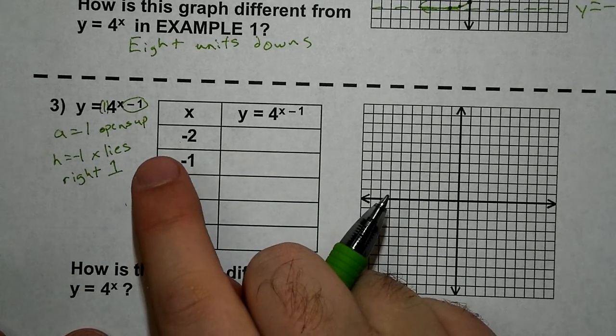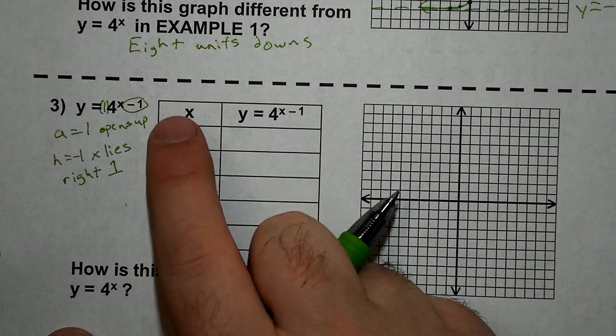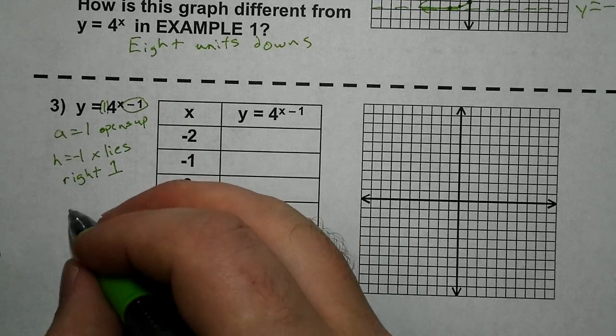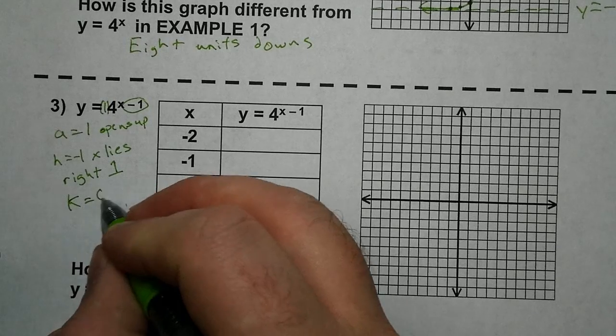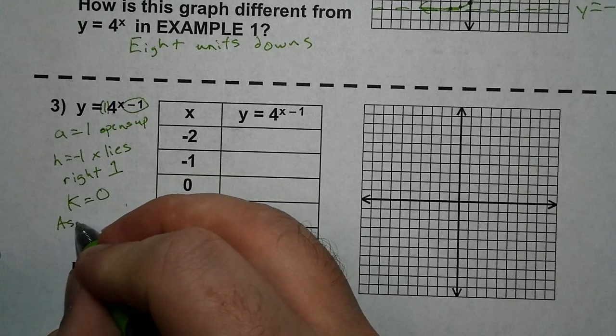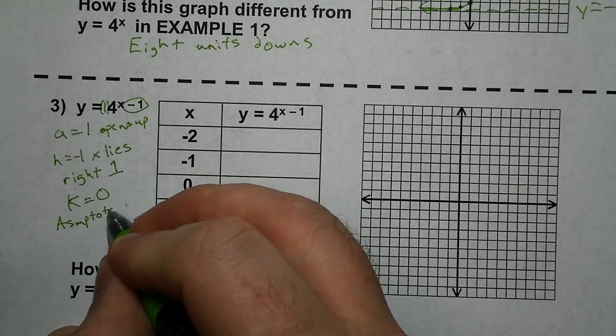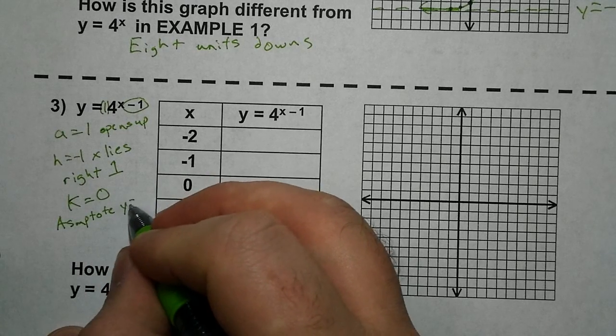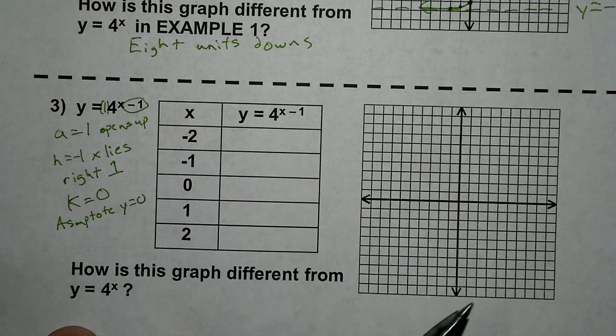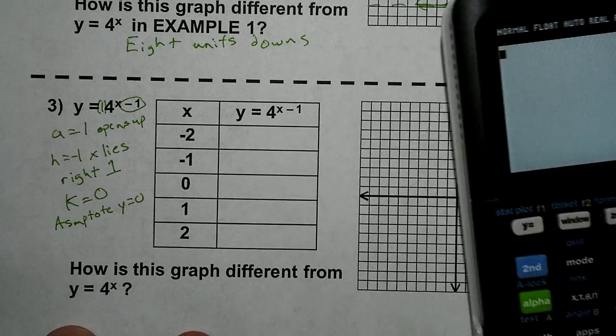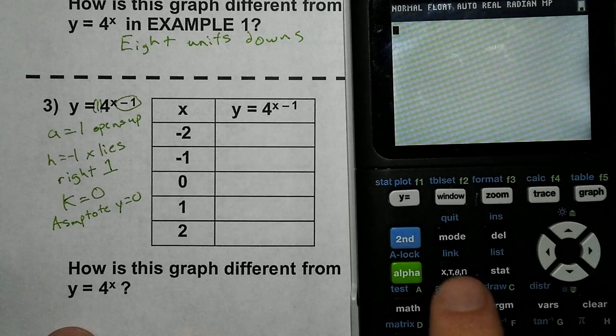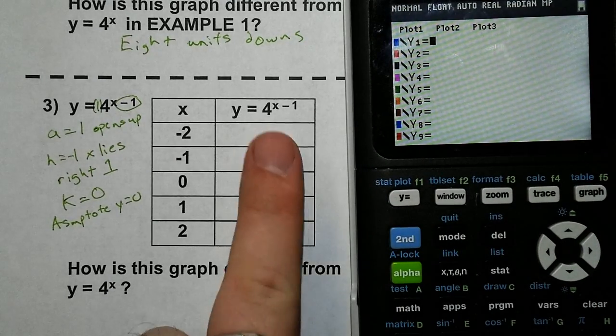And then we look and we don't have a K. So K is equal to 0, so your asymptote is at Y equals 0. All we got is from that equation breaking it down. Now let's put it in our table. So go to your Y equals and type this in exactly.